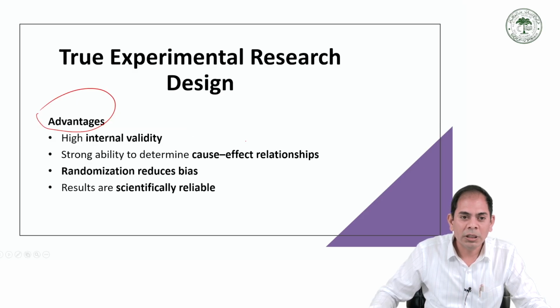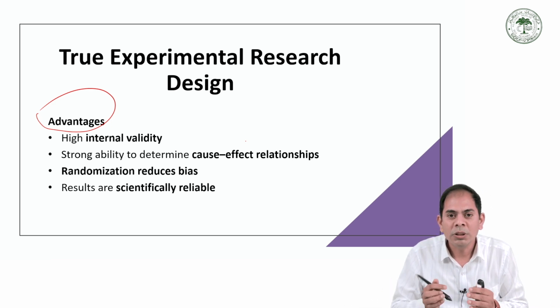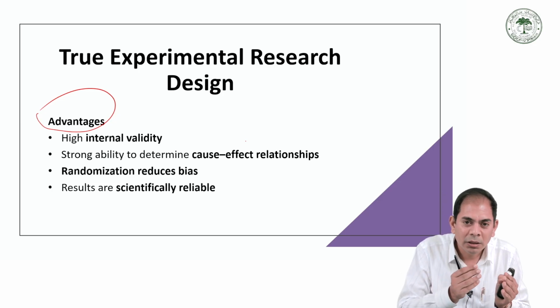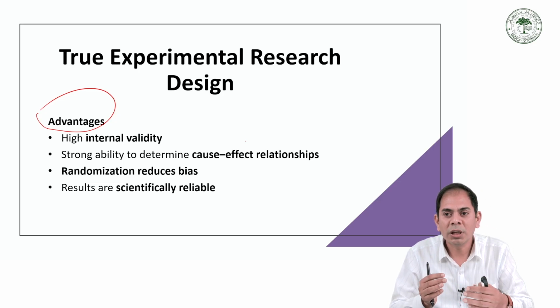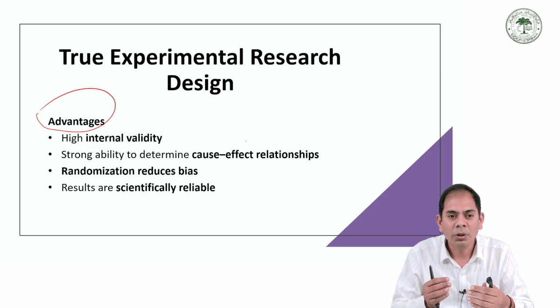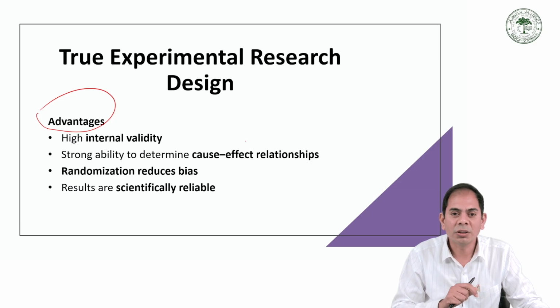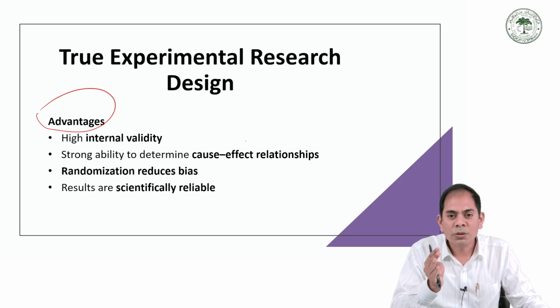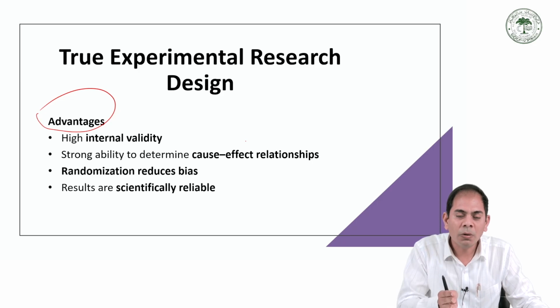And what are the advantages of true experimental research design? The advantages are high internal validity and a strong ability to determine cause and effect. High internal validity means the design gives accurate, trustworthy results because many outside factors are controlled. Second important thing is the strong ability to determine the cause and effect relationship. This type of research also helps the researcher identify whether the treatment actually caused the changes or not. Through this, we can easily identify it.